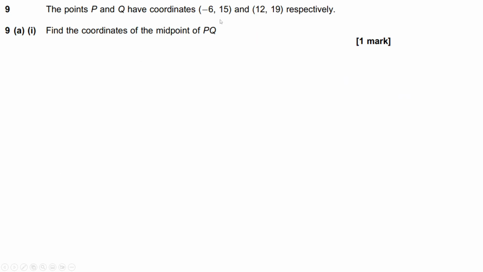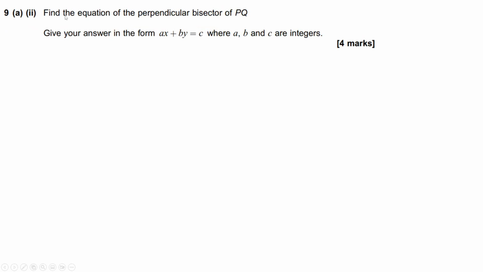The points P and Q have coordinates this and this respectively. Find the coordinates of the midpoint of P and Q. So you just basically average the x coordinates and then average the y coordinates. So minus 6 plus 12 is going to be 6, and then 6 divided by 2. And then 15 plus 19 divided by 2. It gets you this and this.